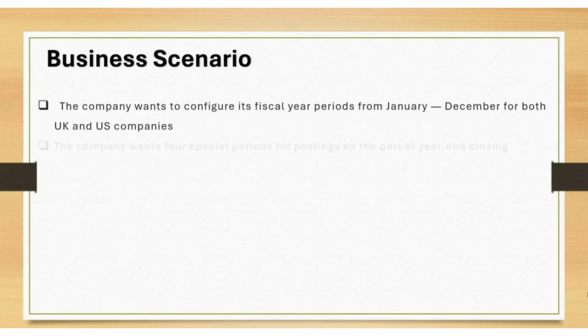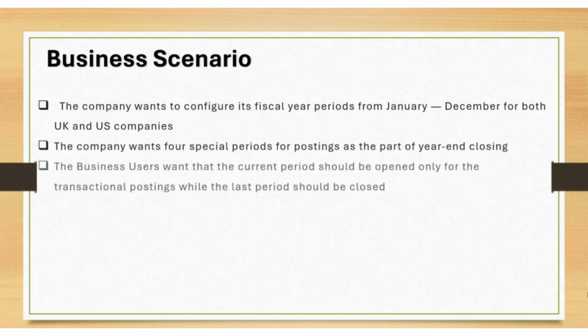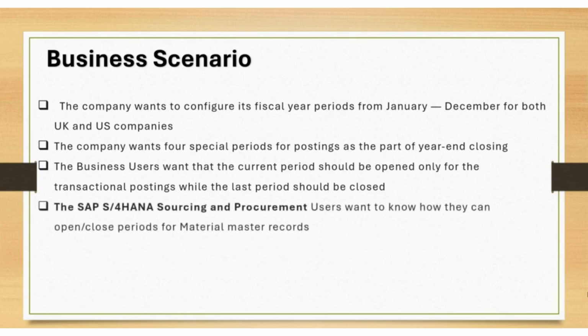The company wants special periods for posting as a part of year-ending closing. The business users want the current period to be open only for transactional postings, while the last period should be closed. The SAP S/4HANA sourcing and procurement users want to know how they can open or close periods for material master records. I will demonstrate this business scenario by configuring the SAP system.